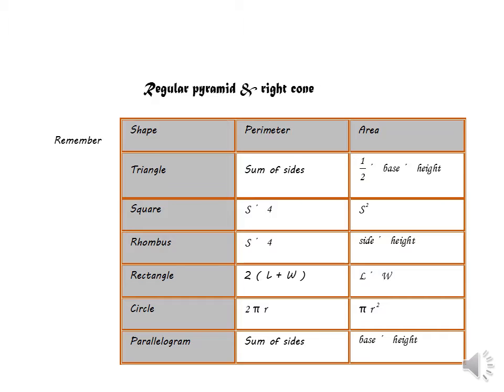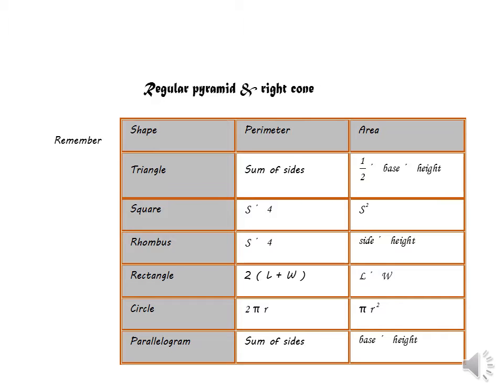Square: the perimeter equals side times 4 and the area equals side squared or half the diagonal squared. Rhombus: the perimeter equals side times 4 and the area equals side times height or half d1 times d2. Rectangle: the perimeter equals 2 times (L plus W) and the area equals L times W.